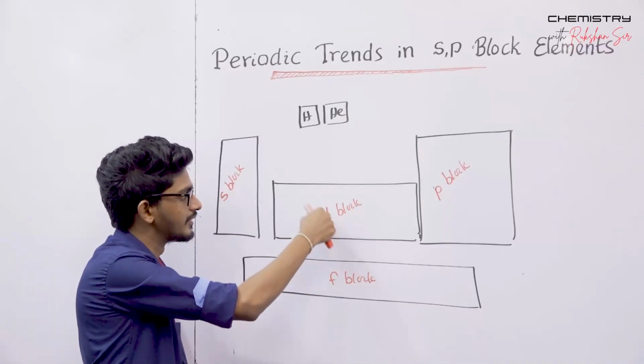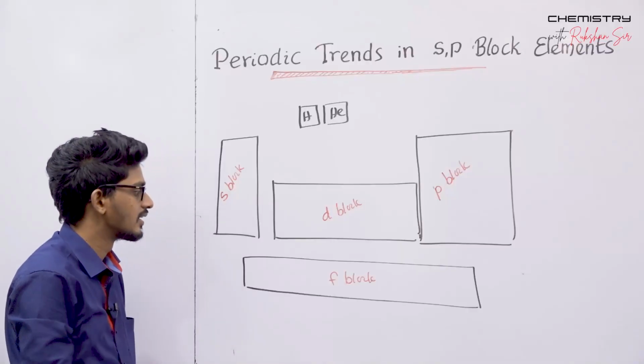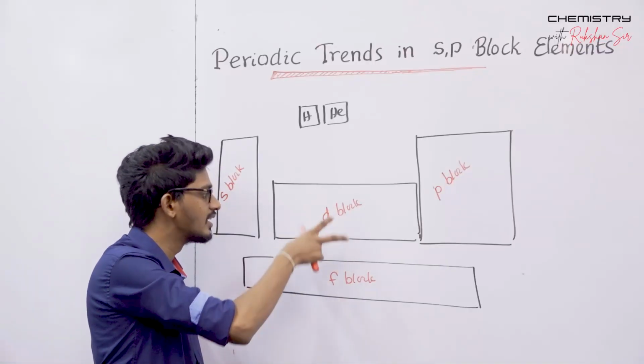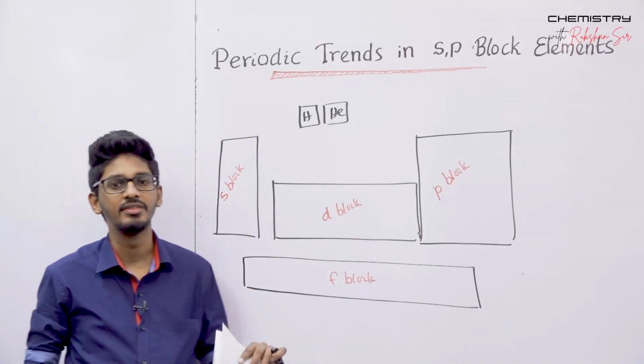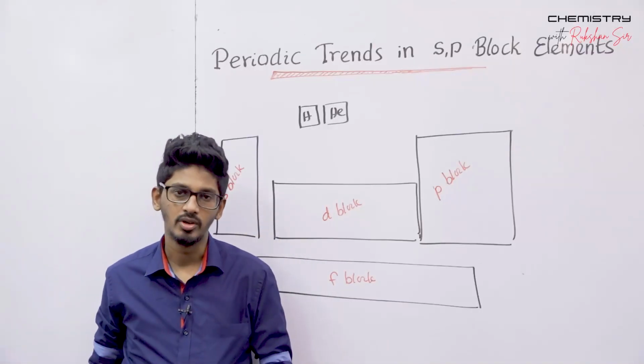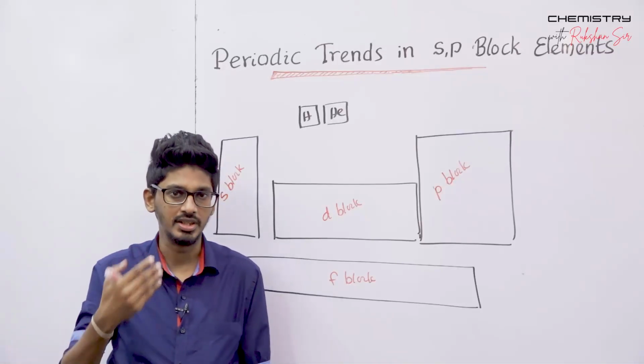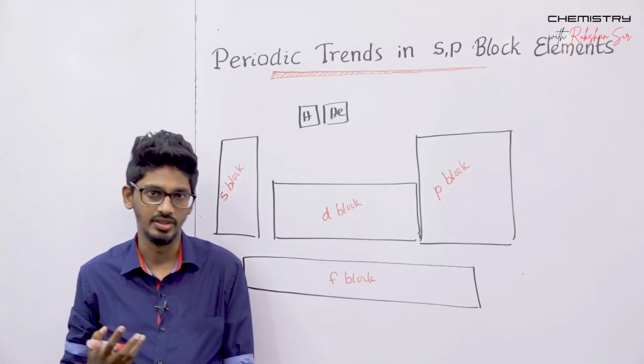That is why we call the elements in the D block transition elements. The F block elements are referred to as inner transition elements because they reside inside the D block elements. So that is the idea. When it comes to the 3D periodic table, you can clearly see those things.